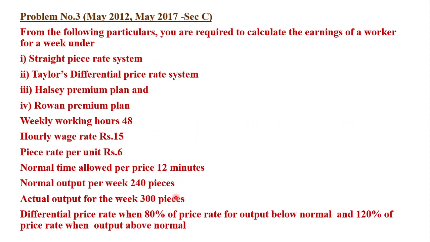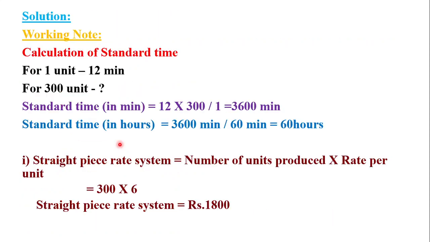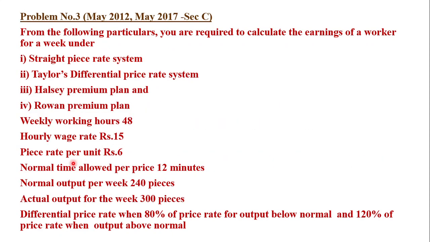The third problem, this question has been given 2 times in the previous years, in May 2012 and May 2017 for section C. From the following particulars, you are required to calculate the earnings of a worker for a week under straight piece rate system, Taylor's differential piece rate system, Halsey and Rowan premium plan. Now, what is the information that is given here? Weekly working hours, hourly wage rate, piece rate per unit, normal time allowed per article 12 minutes.